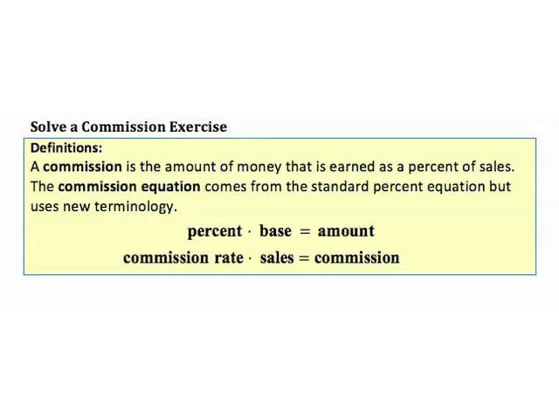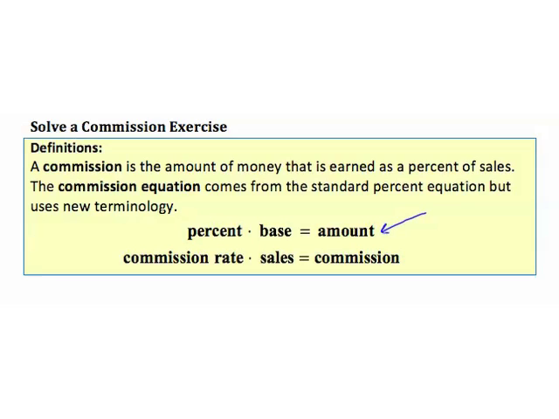Solve a commission exercise. Let's start with some definitions. A commission is the amount of money that is earned as a percent of sales. The commission equation comes from the standard percent equation but uses new terminology. So remember, in our normal percent equation we have a percent times the base equals the amount.